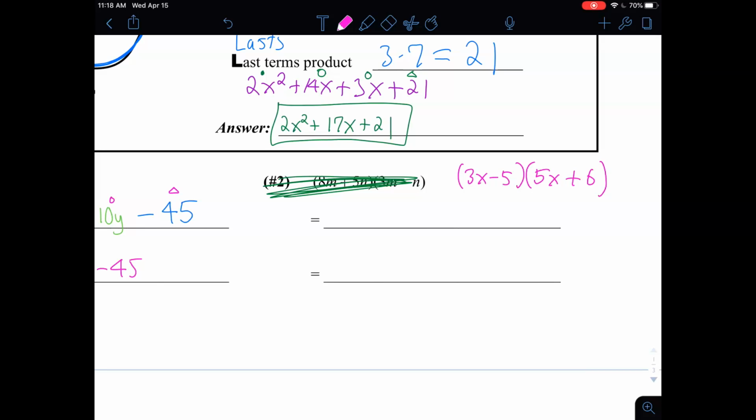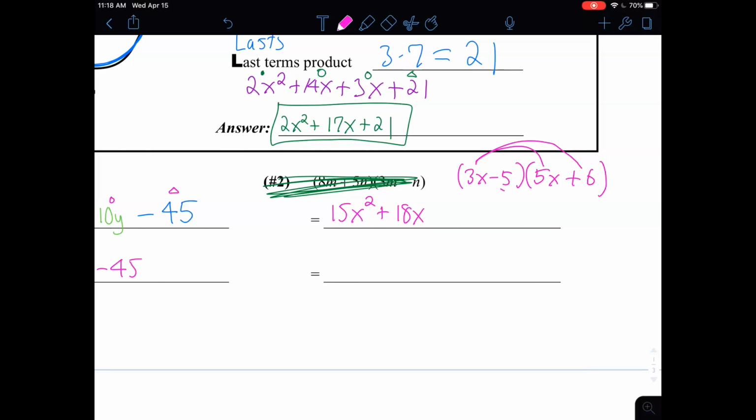All right, so we need to multiply 3x minus 5 times 5x plus 6. We're going to do 3x times 5x first and 3x times 6. What is 3x times 5x going to be? That's 15x squared. What is 3x times positive 6 going to be? It's going to be 18x.